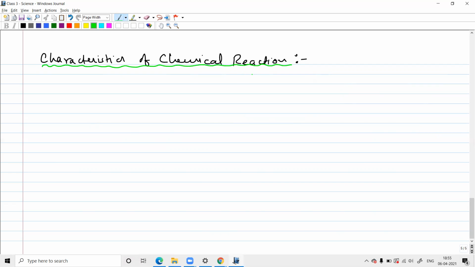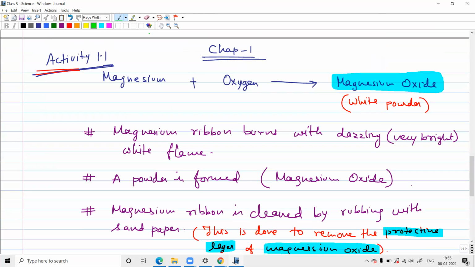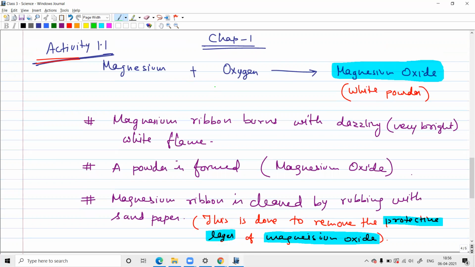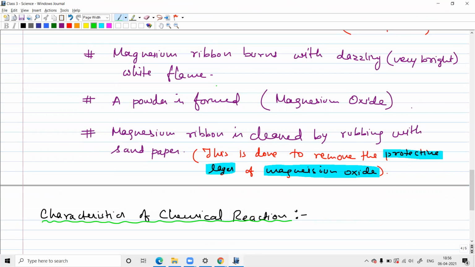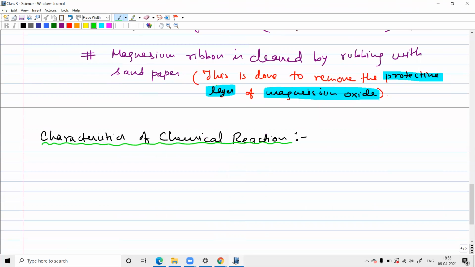So we first understood what chemical reactions are. We took some examples of chemical reactions, and I explained one of them in full detail, which was Activity 1.1 actually. This is one of the chemical reactions which we learned in a little bit of detail. Now we are going to the next part. We are trying to understand what are the characteristics of chemical reaction.